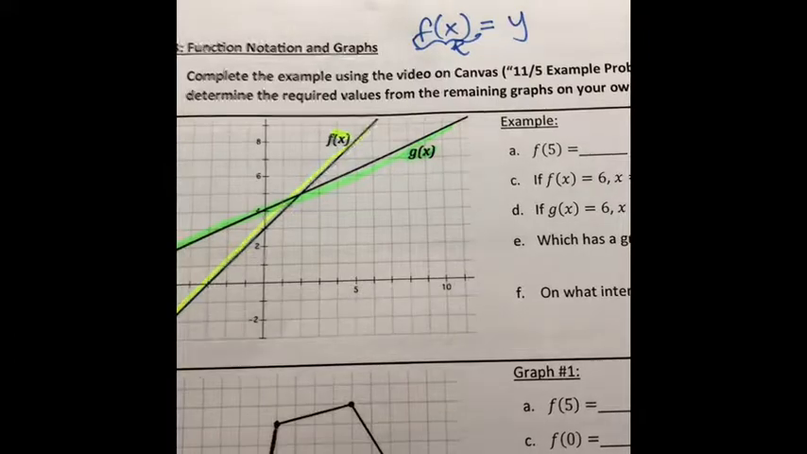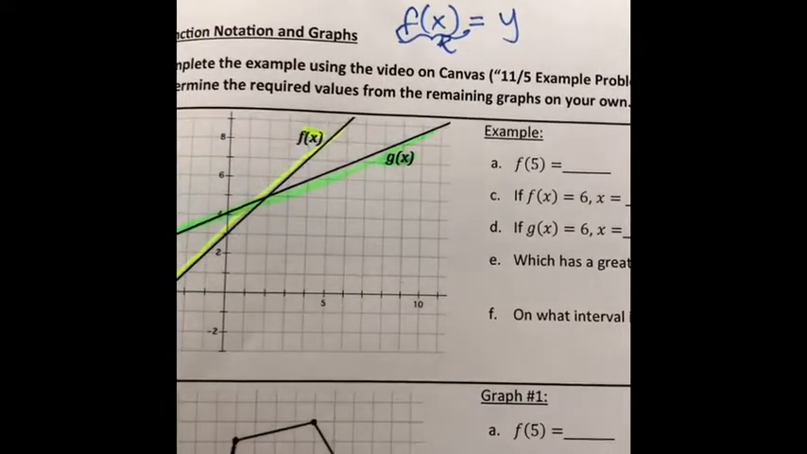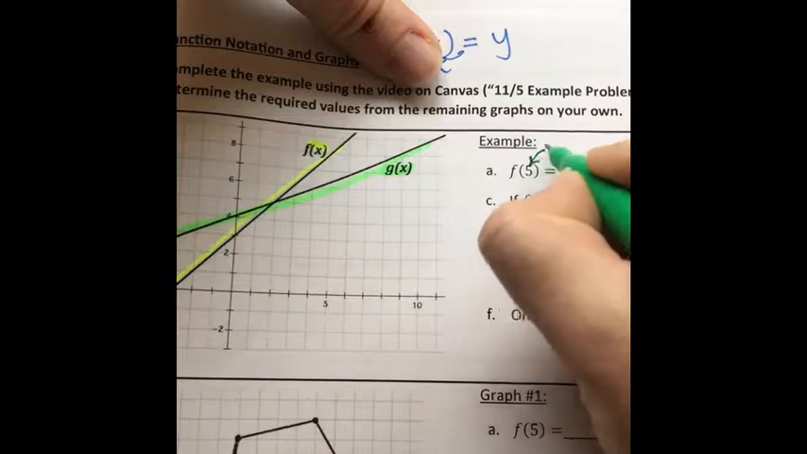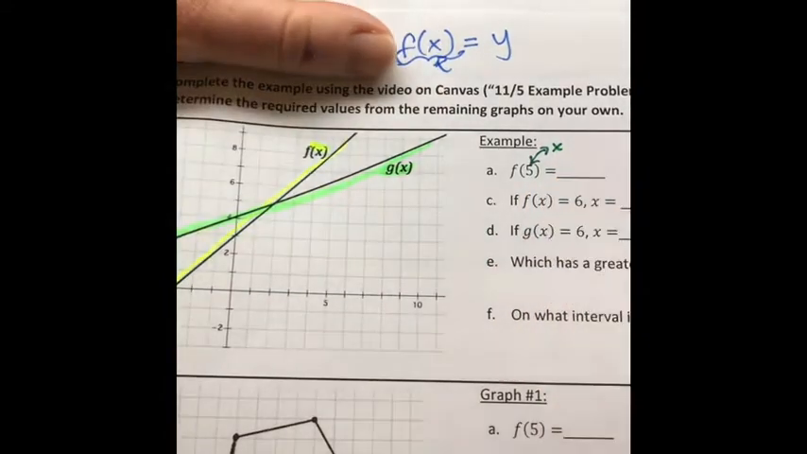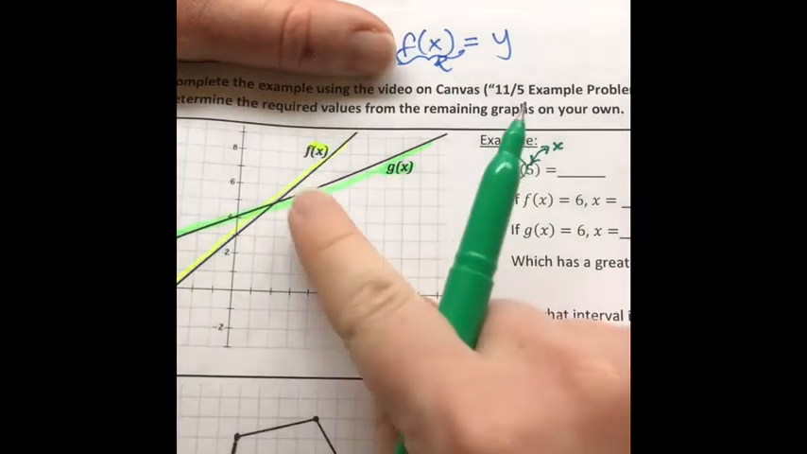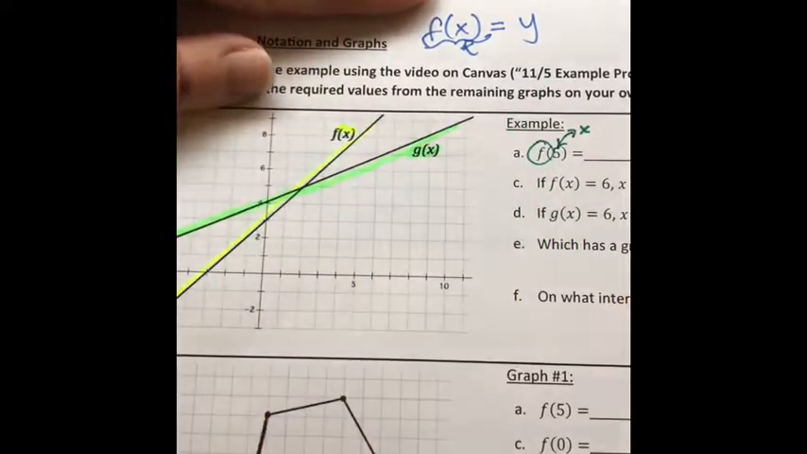So when we look at the questions being asked of us, it's important that we note first what we are being asked to find, and then how we are being asked to find it. So f of 5, this 5 is inside the parentheses, so it must be an x value, and it's got f in front of it, which means we're referring to the line f. We can just ignore g for a moment.